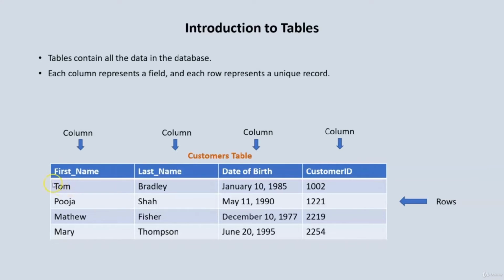Now, once we have information, typically you could look at this as a cell, but it is also a field once information is inserted inside of that cell. So this is a field, this is a column, this is a row.